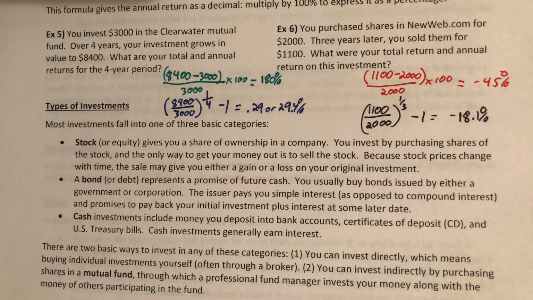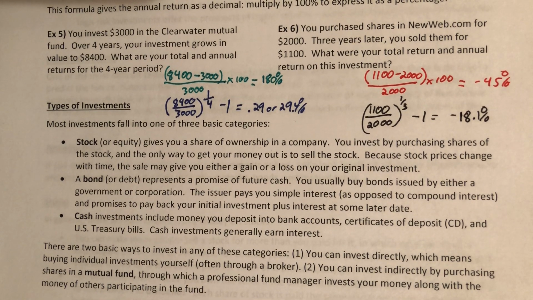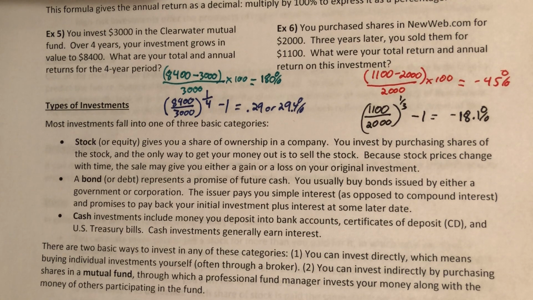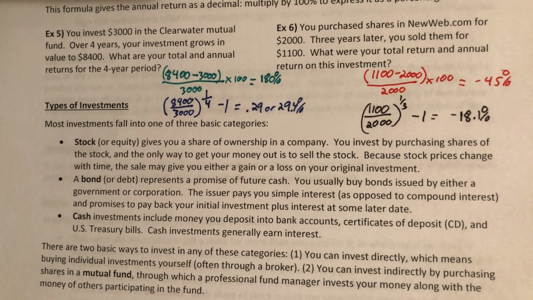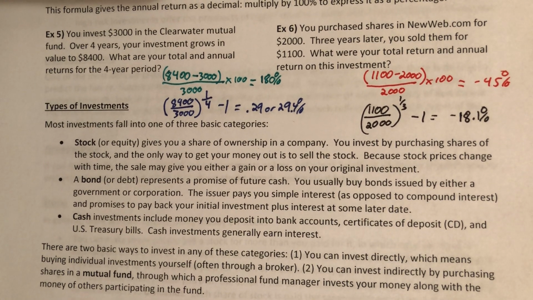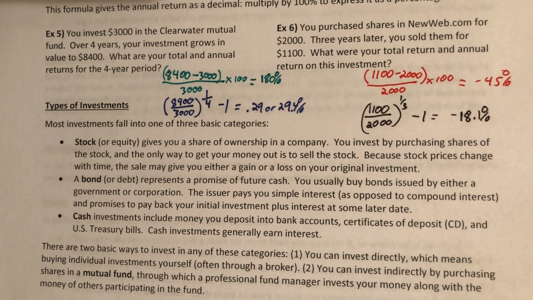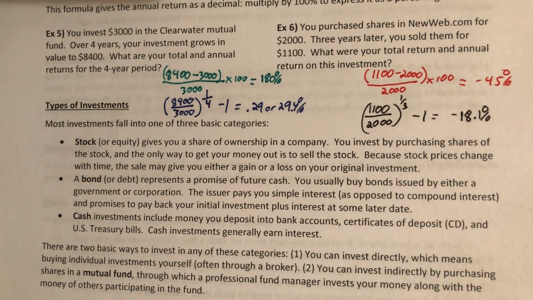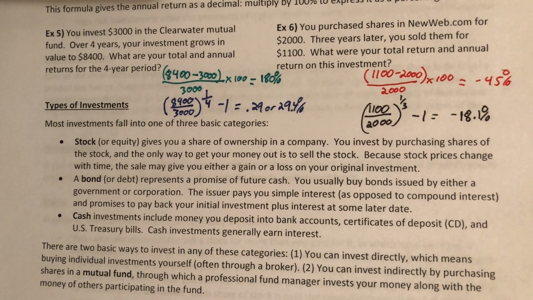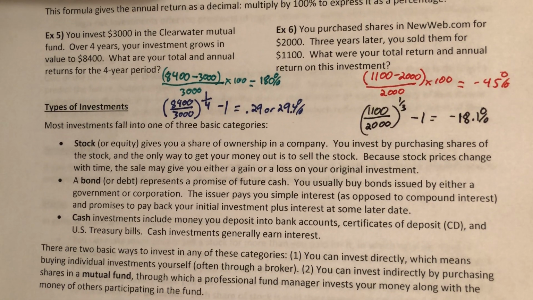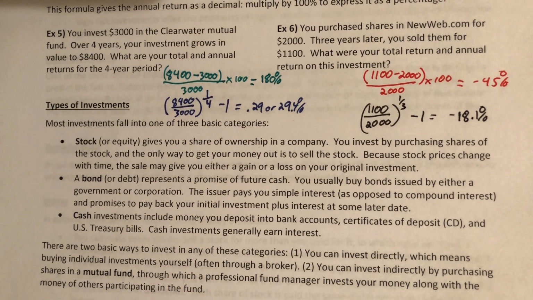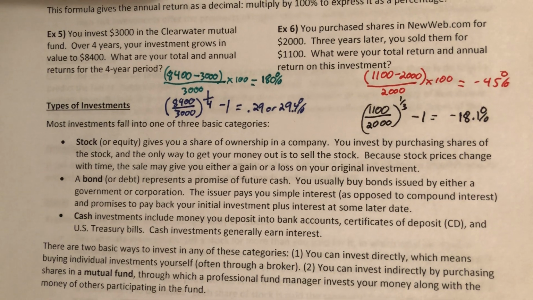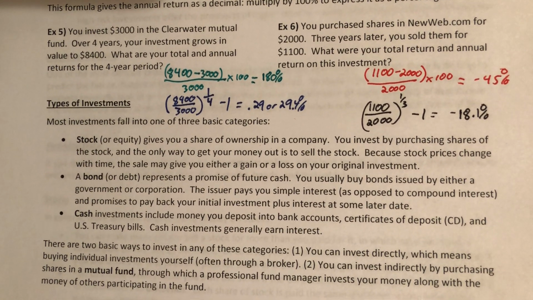Once again, it's that risk factor. The counties, the governments are probably going to have money. If they don't have money, then getting your money back is probably the least of our worries. So that's why the bond gets a lower interest rate. All right, so cash would then be what you deposit into a bank account, certificate of deposit, treasury bills. Okay, and then cash investments will earn a very small interest.